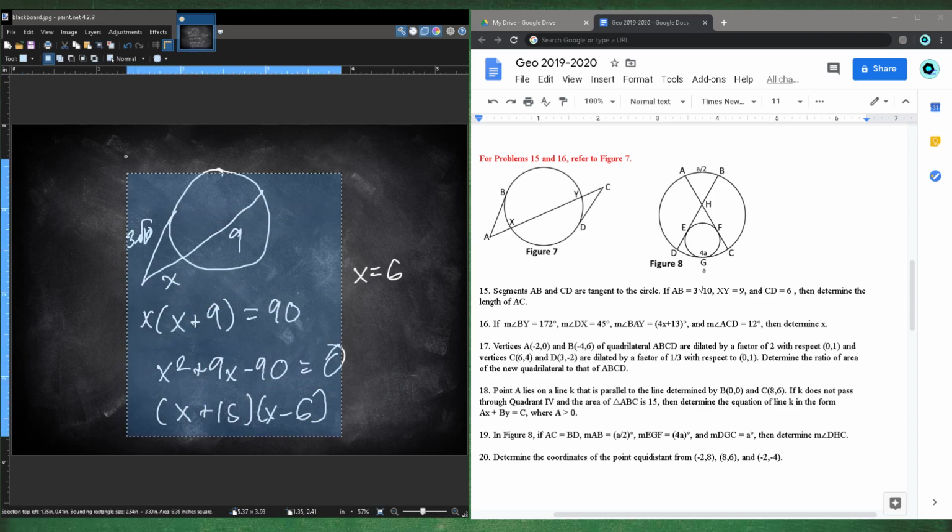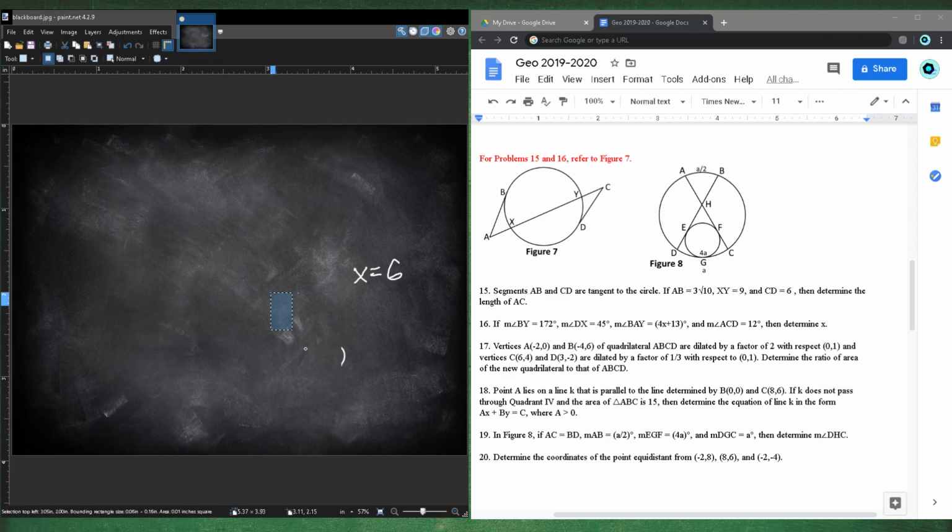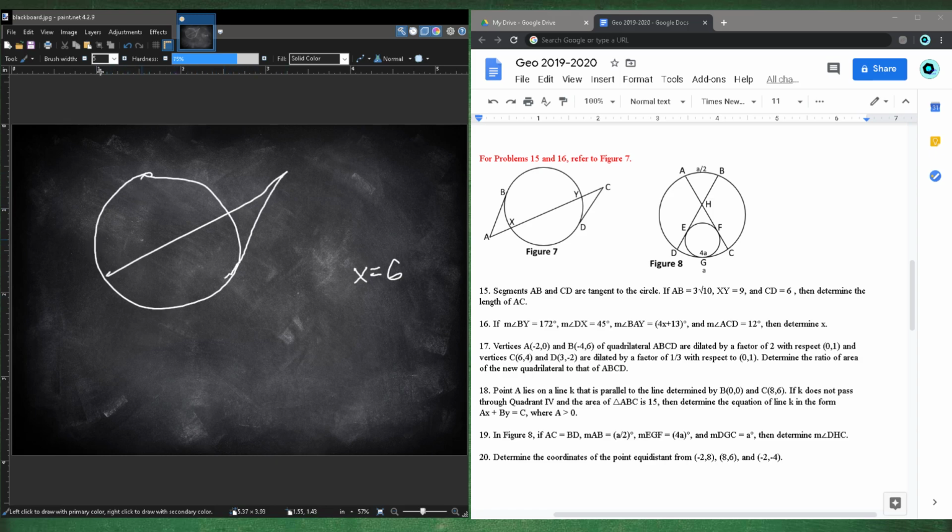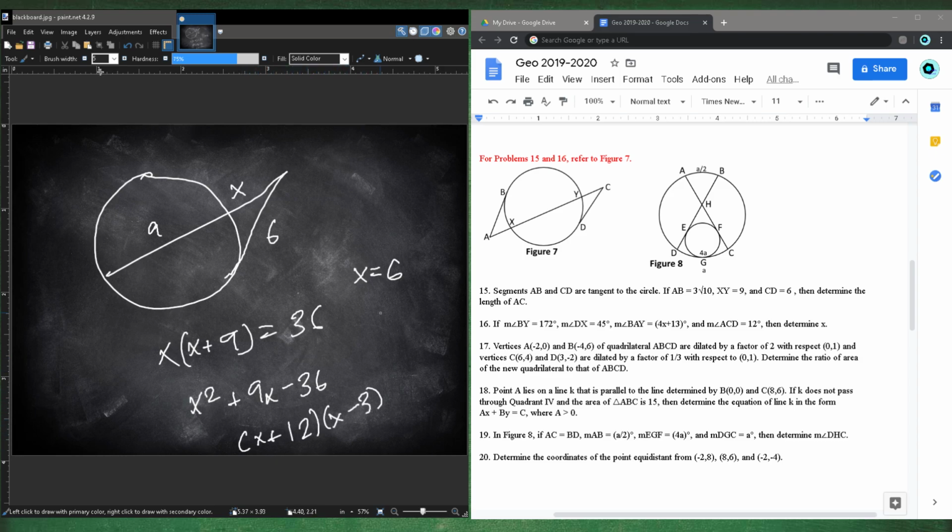And now we're going to do the same thing for the other one. This part. And we're going to call this one 9, and now we're going to call this one x. And this length for CD is 6, so it's got to be 9 plus x times x outside, equals 36. So x squared plus 9x minus 36. So this one's got to be 12 and 3. So x plus 12 and x minus 3. So x equals 3, right, because it can't be negative 12.